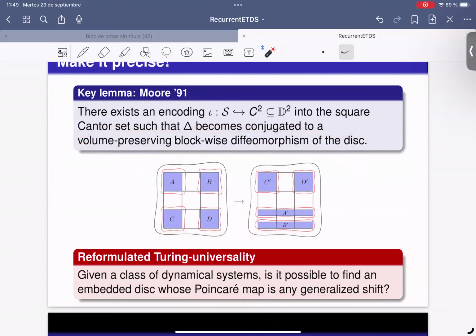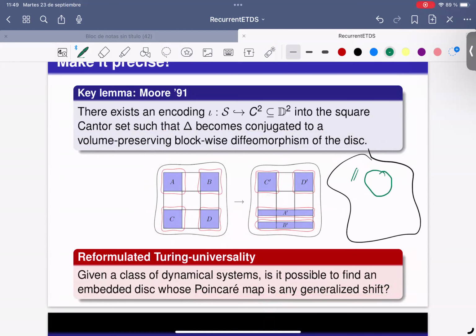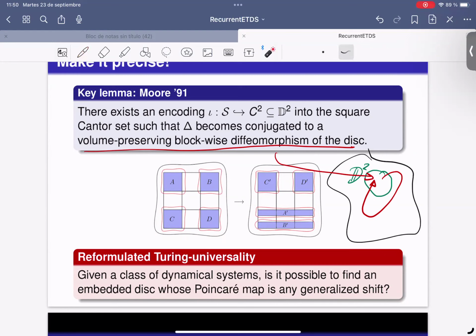So now the question of Turing universality is crystal clear. Let me repeat it because it's very important. Given a continuous dynamical system, can I find a Poincare section that is actually a disk such that the Poincare return map on this Poincare section is exactly this volume preserving diffeomorphism of the disk? That's Turing universality, because you are representing the operation of a Turing machine in your Poincare section.